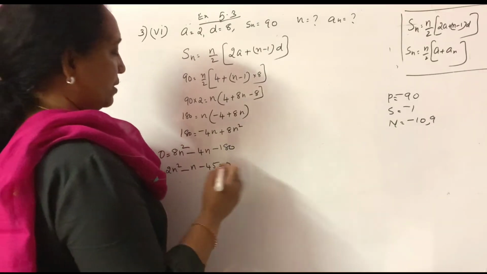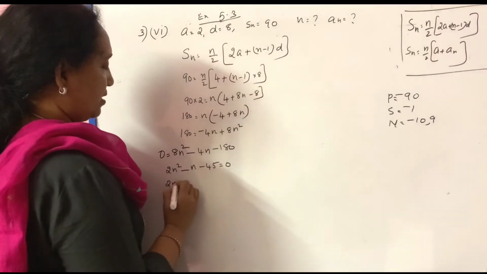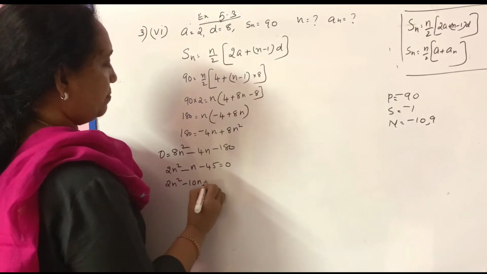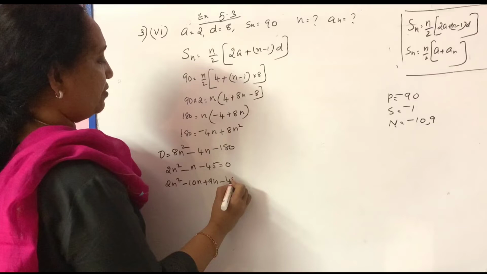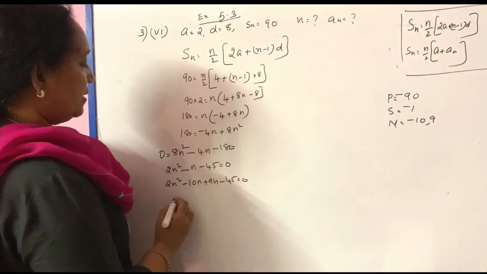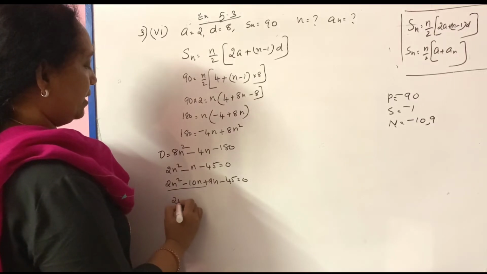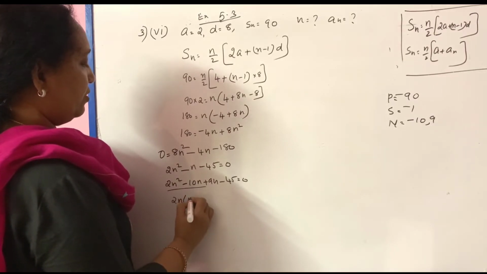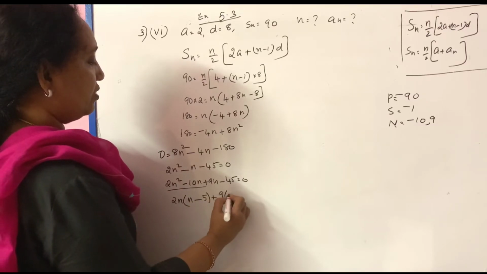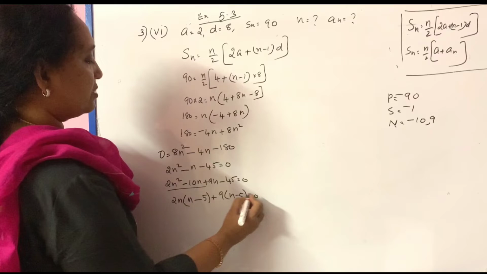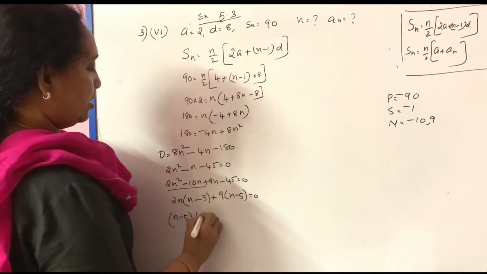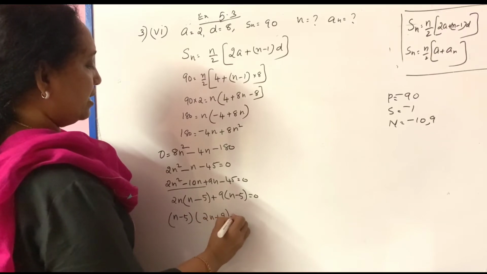Okay. നമുക്ക് എന്ത് കിട്ടുന്നത്? 2n square minus 10n plus 9n minus 45 is equal to 0. This is minus n is minus 10n plus 9n. Okay. Now take ഈ രണ്ട് ടേമിനും കൂടി നമുക്ക് 2n കോമൺ ആയിട്ട് പുറത്തേക്ക് എടുക്കാം. അപ്പോൾ നമുക്ക് ഹിയർ യു ഗെറ്റ് n minus 5. Here also 9 you take outside, then you will get n minus 5 is equal to 0. In these two terms n minus 5 is common. n minus 5 into 2n plus 9 is equal to 0.